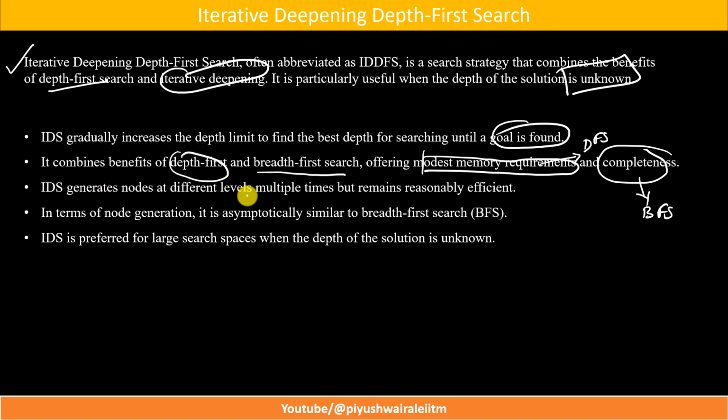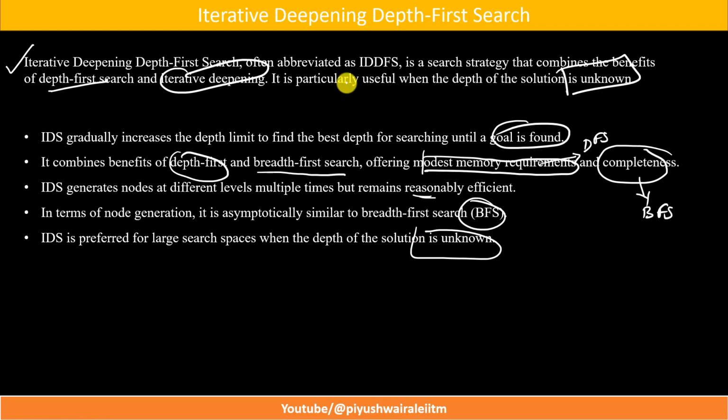IDS generates nodes at different levels multiple times, but remains reasonably efficient. In terms of node generation, it is asymptotically similar to BFS. IDS is preferred for a large search space when the depth of a solution is unknown. That's what we discussed in the previous slides.